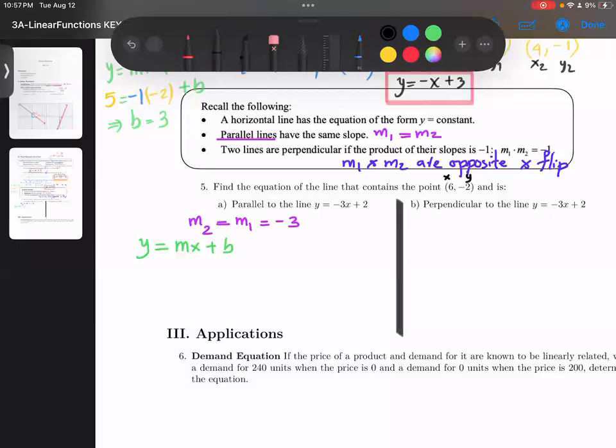Here is my x, here is my y. So y is -2, m is -3, x is 6, and plus b. So b must be 16. All right, I got slope, I got b. All I have to do is put them together and I've got my equation: y equals -3x plus 16. Done.